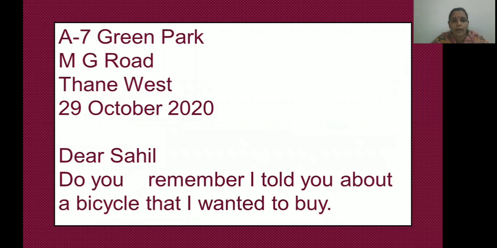What is it that you will write first? On the left hand side on the top, you're going to write the address. A7 Green Park, MG Road, Thane West, 29 October 2020. See, I haven't used comma anywhere. Have I used it? No, no commas. After you write the address, you write the date. After the date, leave a line.